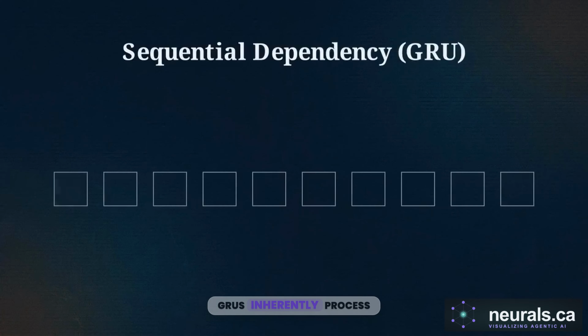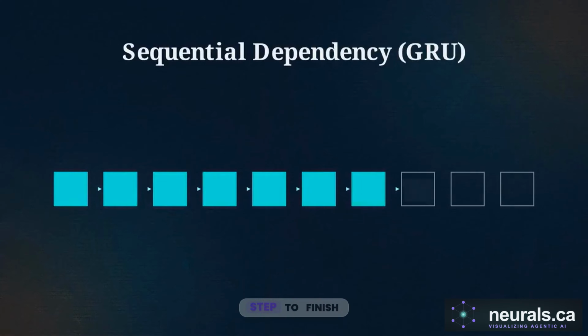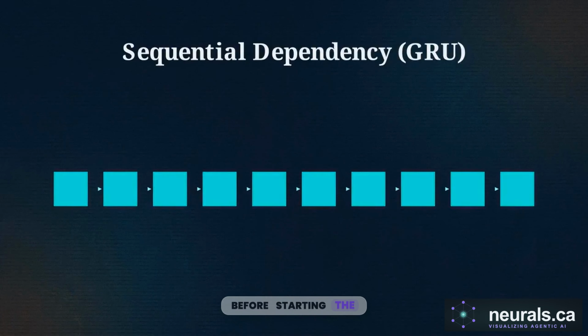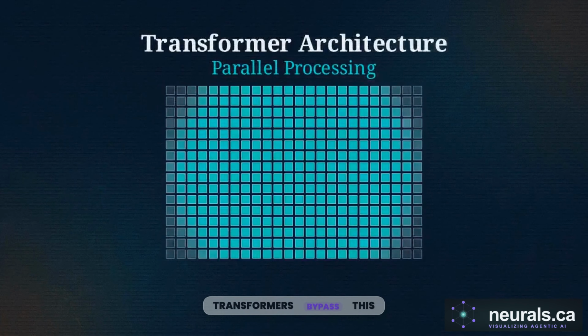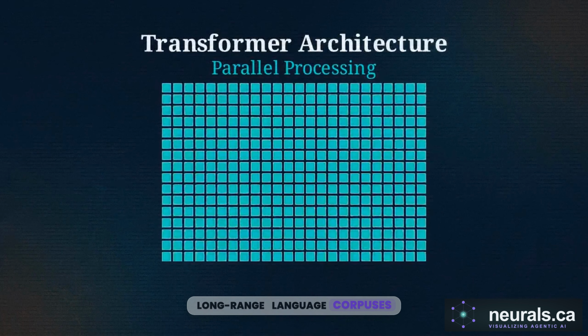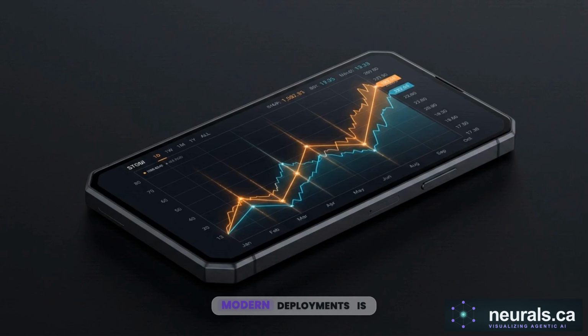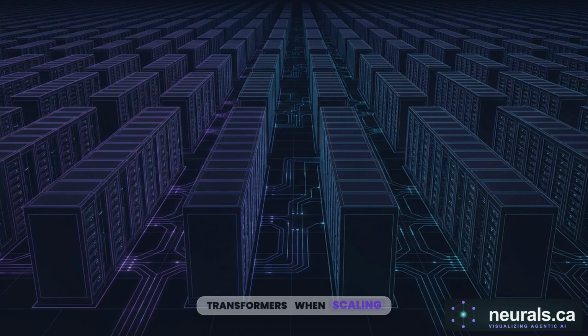Because GRUs inherently process data sequentially, meaning they must wait for one time step to finish before starting the next, they cannot be fully parallelized. Transformers bypass this entirely, allowing them to handle massive, long-range language corpuses with far greater efficiency. The rule of thumb for modern deployments is this: reserve GRUs for fast, order-aware tasks on tight compute budgets, but abandon them for transformers when scaling up to massive natural language processing tasks.